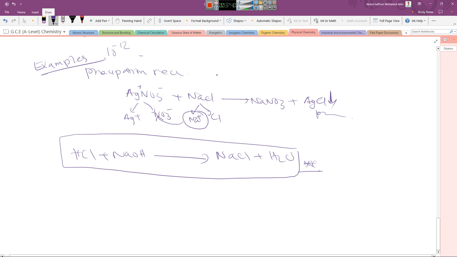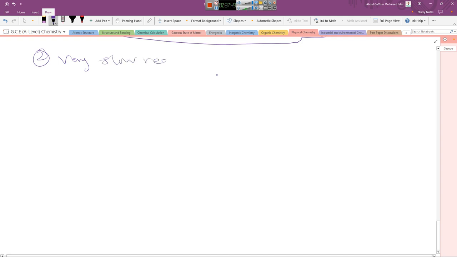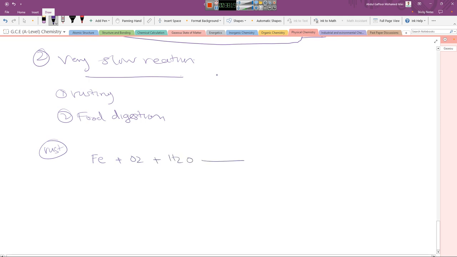Okay. Now we will move to the second category, which is very slow reaction. Some examples for very slow reactions are, first one is rusting. The second one is food digestion. So these are some examples for very slow reaction. Now if I consider rusting, what happens in rusting? So Fe plus O2 plus H2O becomes Fe2O3.3H2O, and this is called rust.